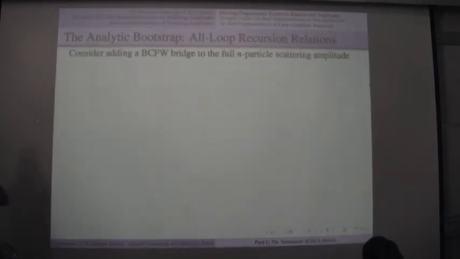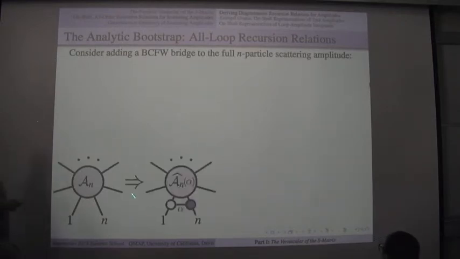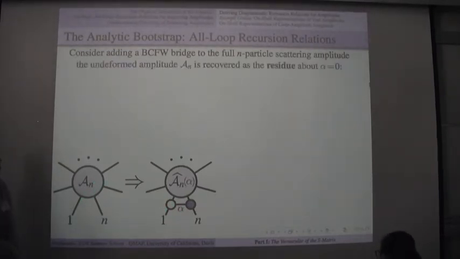I just want to rephrase it in this graphical language. You imagine you don't know what this endpoint amplitude is, but you imagine it's some sum of diagrams like this, and you attach a BCFW bridge to it. Now, of course, to get from the right-hand side to the left-hand side, you just delete alpha. You just set alpha back equal to 0.